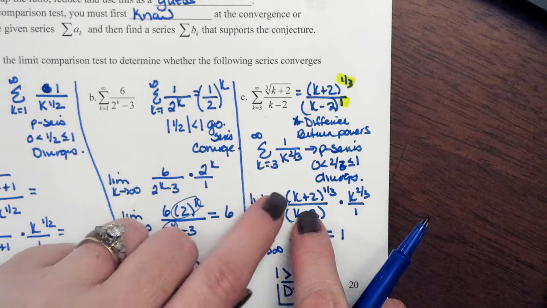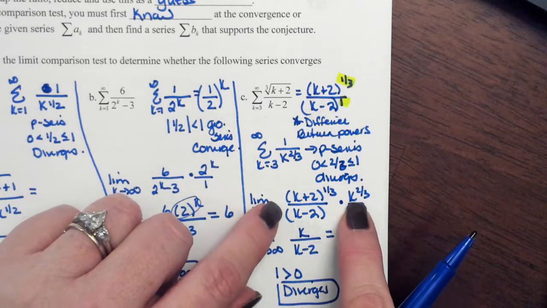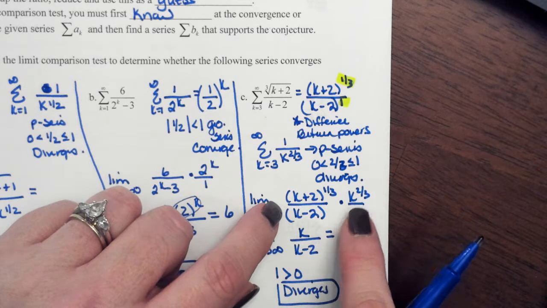Again, you don't need to multiply all this out. Again, the idea is if you were to multiply it out, I know that I'd want to find the largest degree of the numerator and denominator.